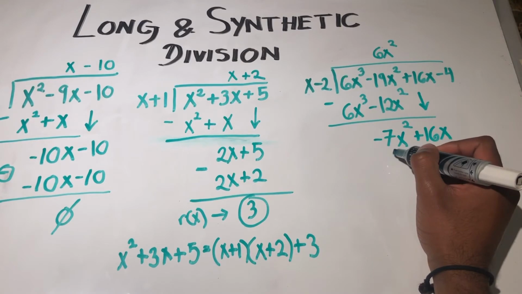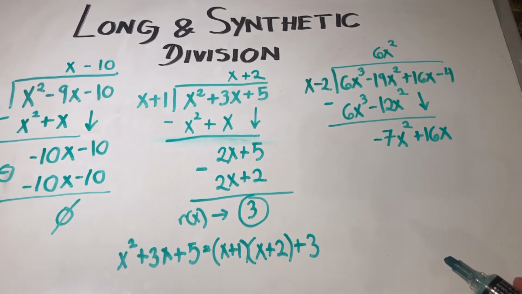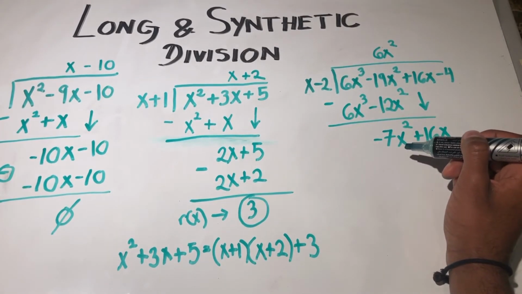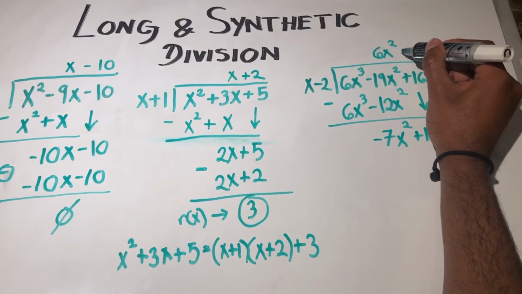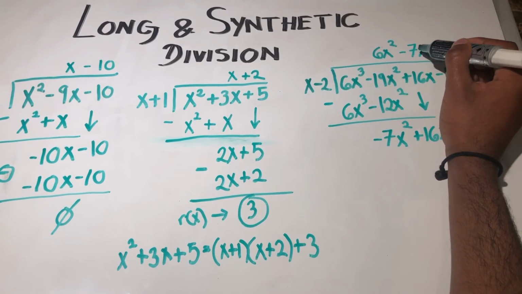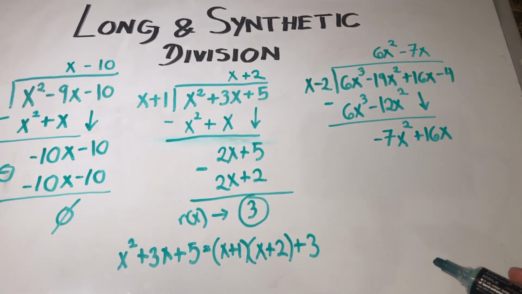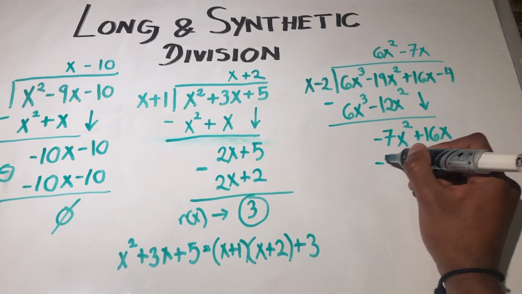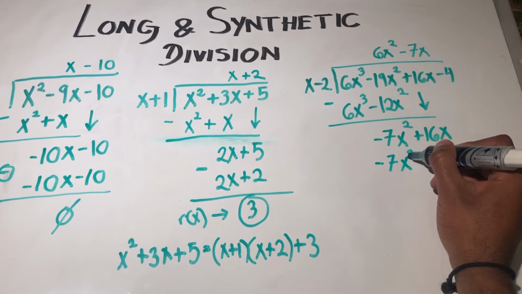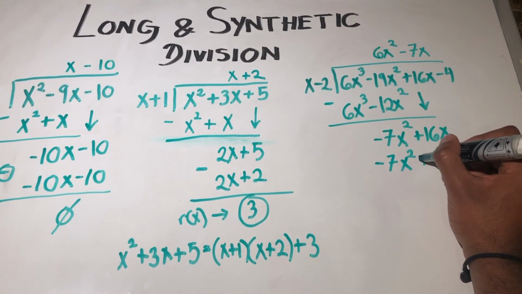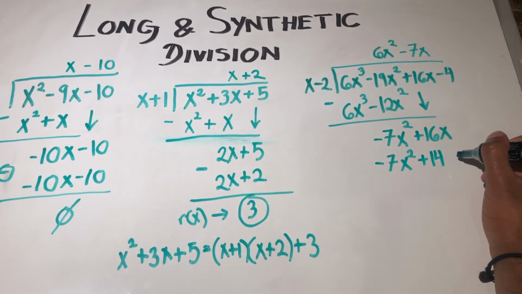Then we're going to do the same thing. Take the first term divided by the first term of the divisor. Negative 7x squared divided by x is going to give us negative 7x. And then negative 7x times the divisor. Negative 7x times x, that's going to give us negative 7x squared. And then negative 7x times negative 2 is going to give us positive 14x.